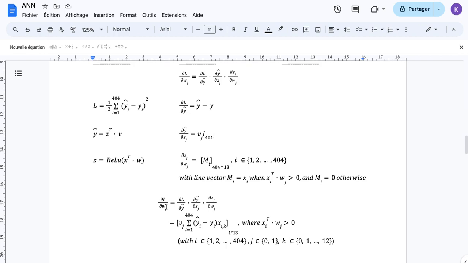Now that we know how the gradient is propagated back to the first layer, let's get back to our code to compute our backpropagation of errors.